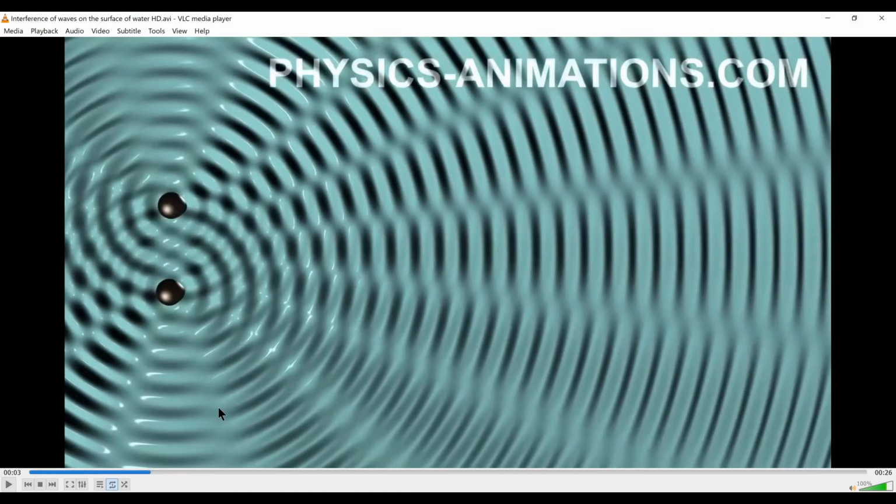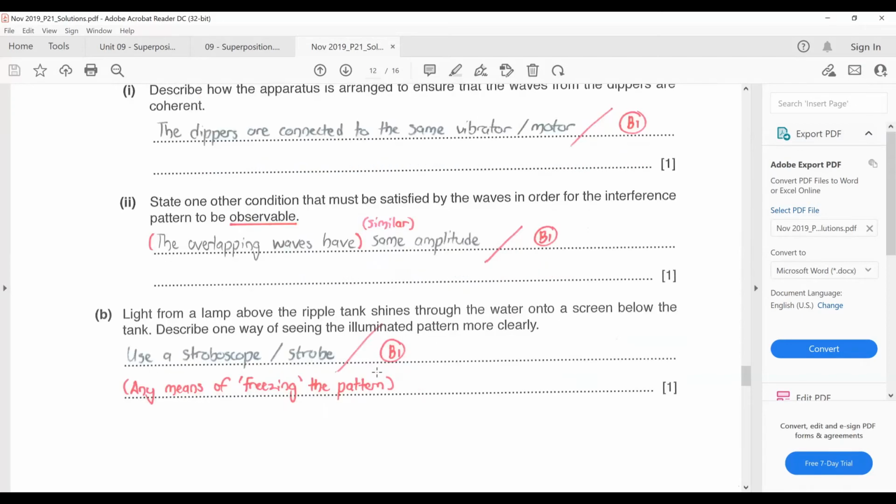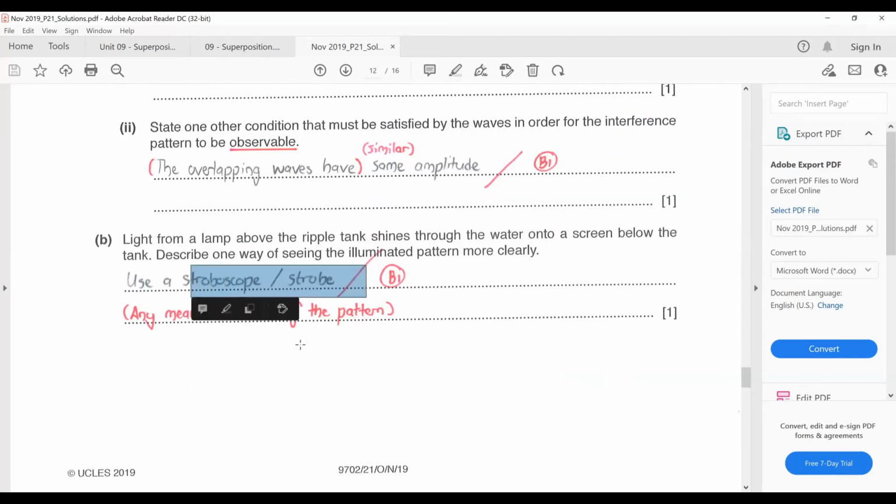If you use a stroboscope, the stroboscope has a series of flashing lights at regular time intervals. If you use the correct frequency, it will cause the pattern to seemingly freeze. So this is how you see the pattern more clearly. Or any other means of strobe or freezing the pattern. It's just stroboscope or strobe, all right?